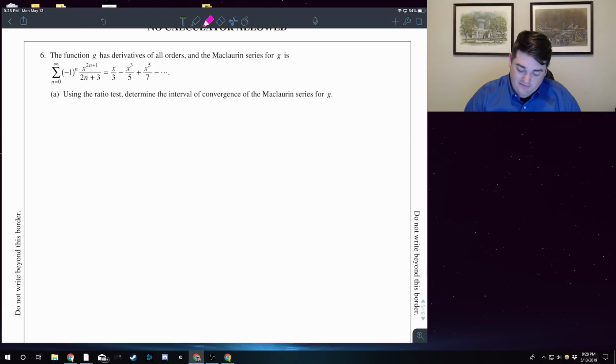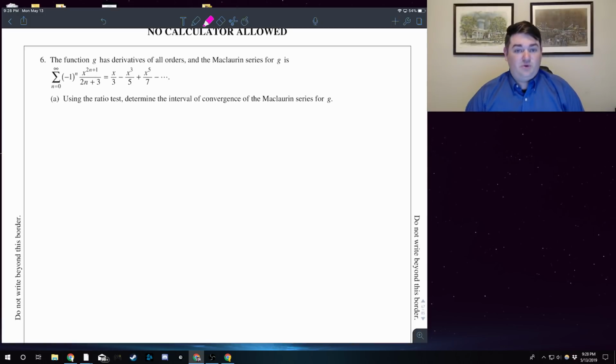So I guess it's just a rule that every BC exam has to end with a series question. I've never seen a test that doesn't end with a series question. This one gives you a Maclaurin series, says use the ratio test to determine the interval of convergence. Usually the ratio test is worth 5 points. It's like a separable differential equation. Let's do a quick run through on this one.